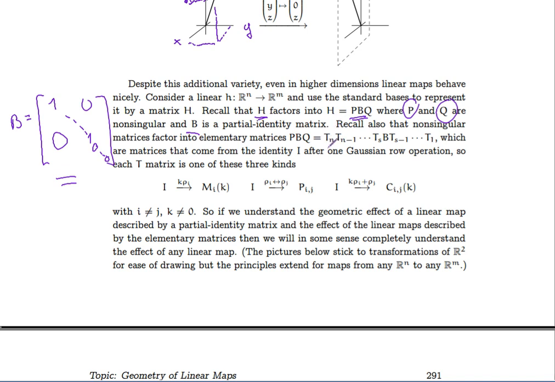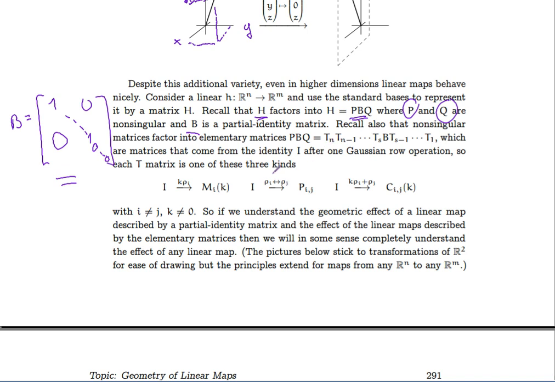Each one of these elementary matrices can be considered as a geometrical transformation. So expressing H as a product of elementary matrices is tantamount to expressing the transformation for H as a series of geometrical transformations. So let's go ahead and characterize the geometrical effects of the different elementary matrices.